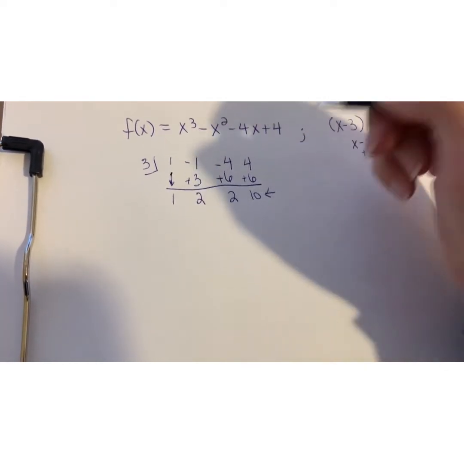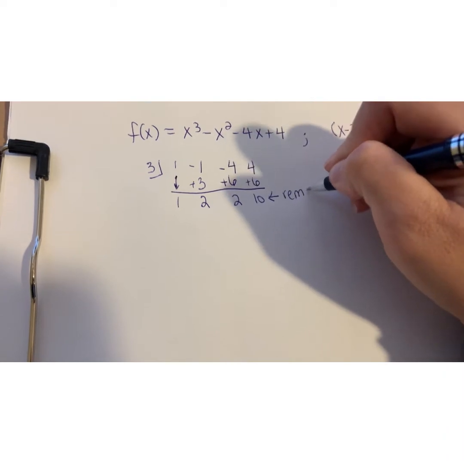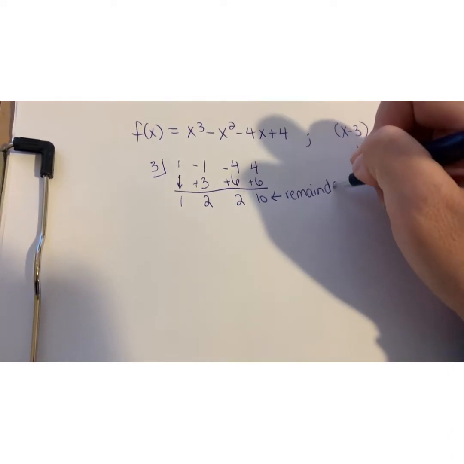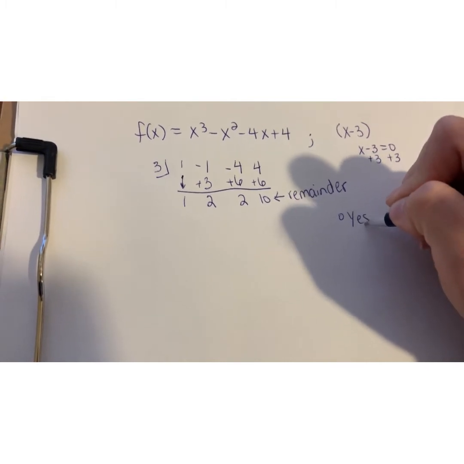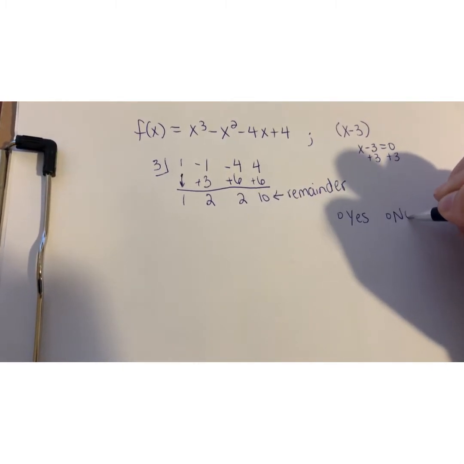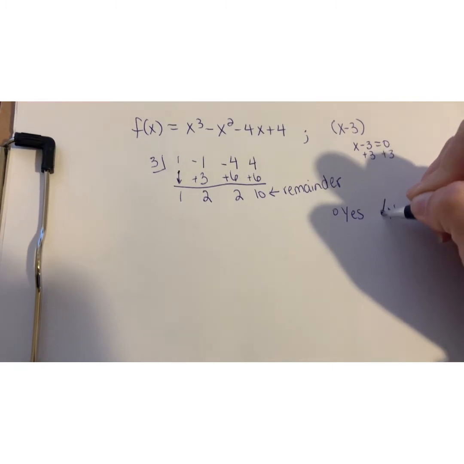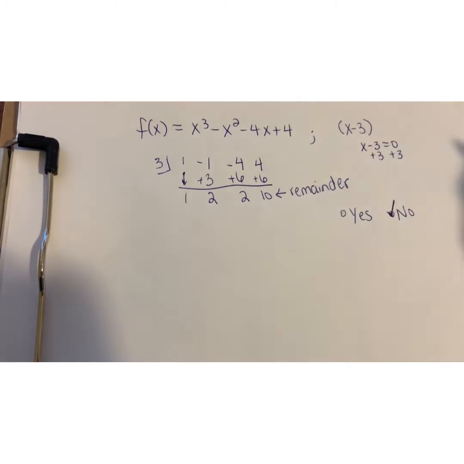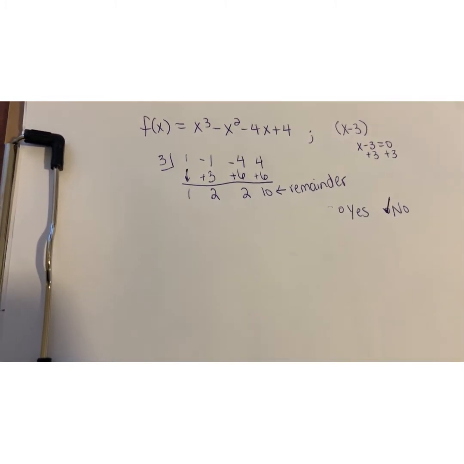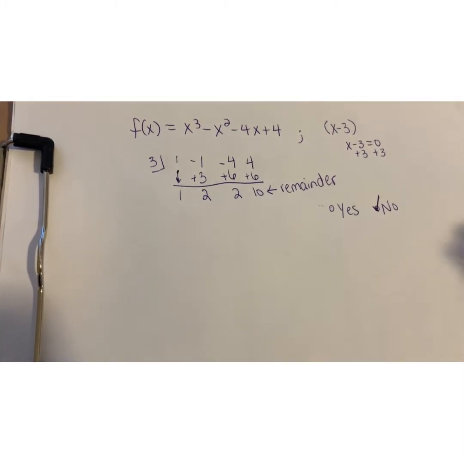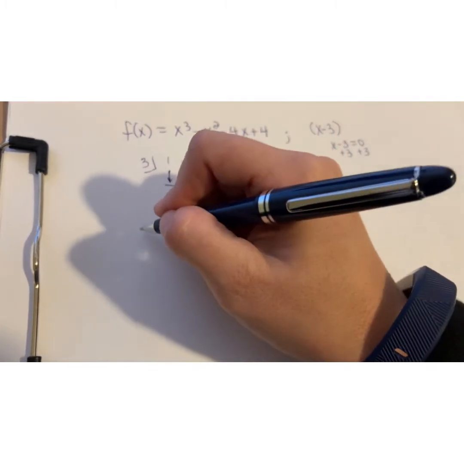And 4 plus 6 is 10. So right here, this is your remainder, which tells me, so it's going to say yes, it is a factor, or no, it is not. So we would check no for this particular example because the remainder is not 0. So I'm going to show you an example where the answer would have been yes.